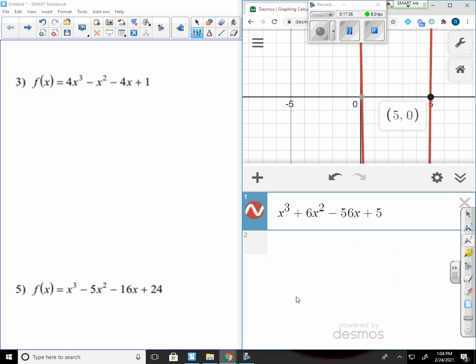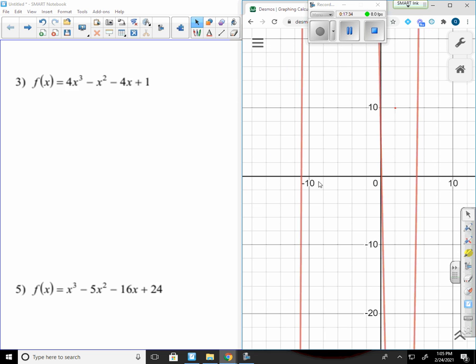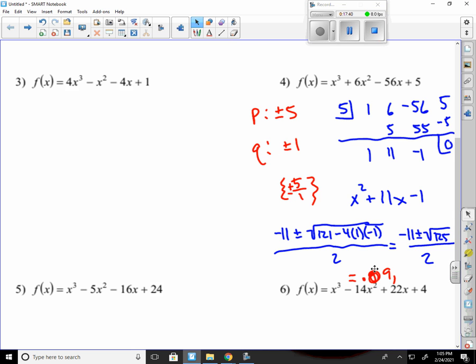When I look at my graph, I don't see negative 11.09 because we didn't scroll out far enough. Because this had an exponent of 3, I had 3 possible roots. I found them all. Here, here, and here. And we're done.